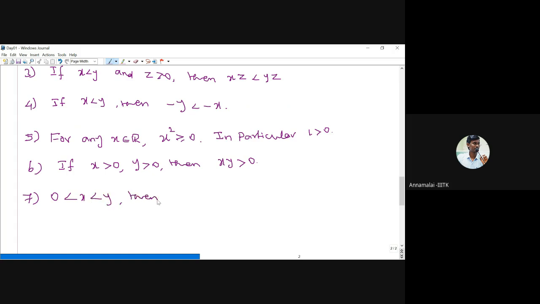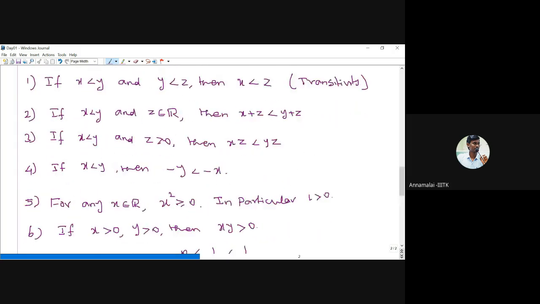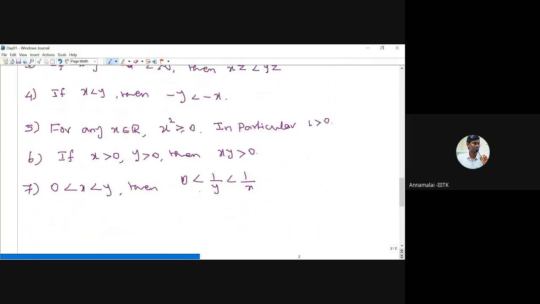And the seventh order property: suppose 0 is strictly less than x, strictly less than y, then 0 is strictly less than 1 by y, which is smaller than 1 by x. You just cross multiply or divide by x and y, and we get this. This order property is very important. So these are all the order properties satisfied by any real numbers. Now we will discuss some examples.